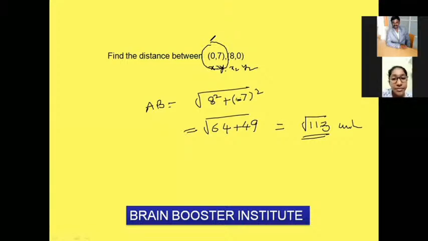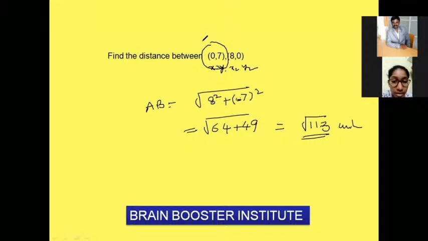Very good. So your Valli said that the point 0 comma 7 lies on the x-axis. Do you agree with her? No, sir, I don't. Why? Because it lies on the y-axis and not on the x-axis. Why? Because it is 0 comma 7. 0 is at the x-axis and 7 is on the y-axis.